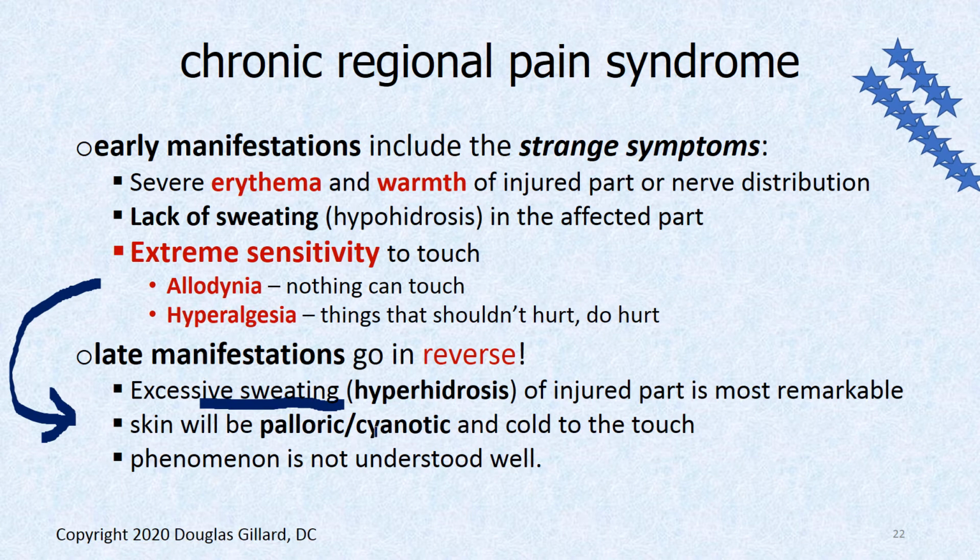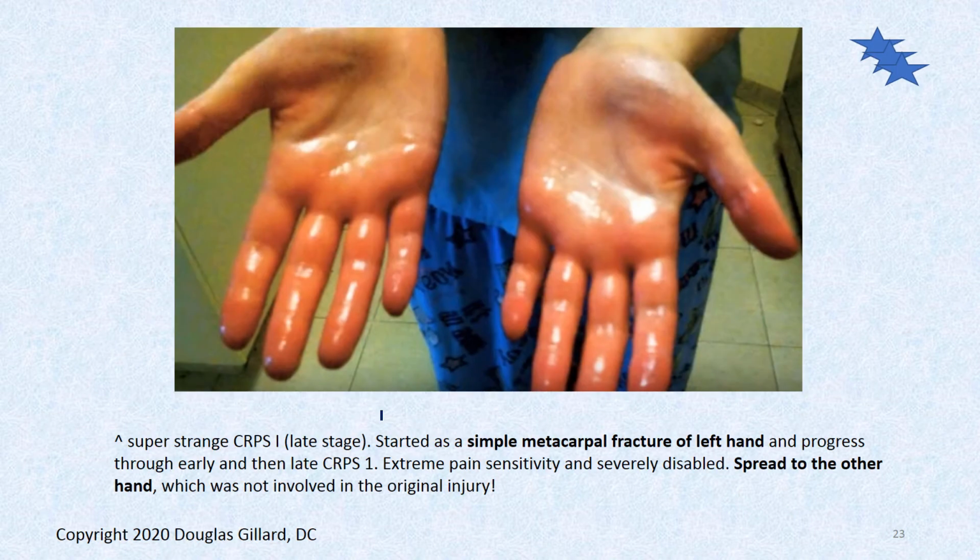And then their skin becomes cyanotic and pallid, just the opposite of red in color. So it's no longer hot. In phase 1, it's hot and red, and it doesn't sweat. In phase 2, it goes blue and cold, and it sweats like crazy. And then it can go into another phase even. So here's even a third stage of it.